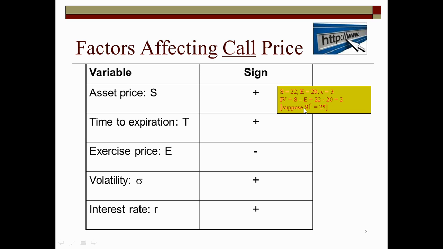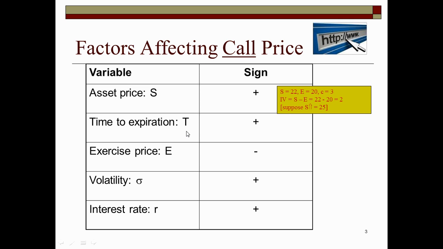So now suppose that the stock rises in price to, let's say, 25 as I indicate here. What that means is that the new intrinsic value would be 25 minus 20, which would give us an intrinsic value of 5. And so as you can see, as stock price rises, so does the intrinsic value, meaning that the call option is worth more as the stock rises in price.